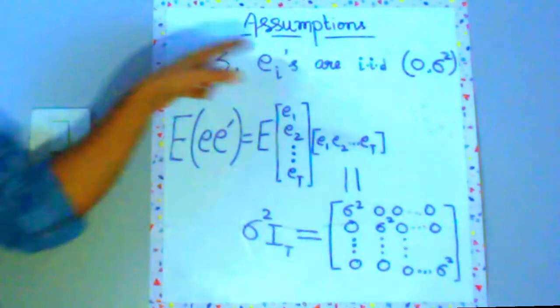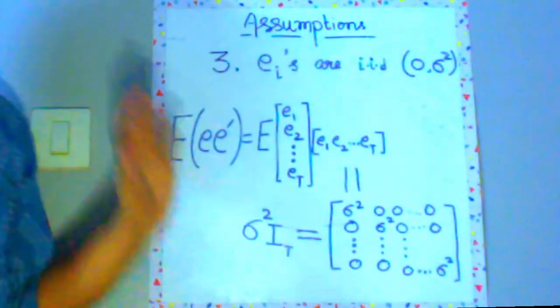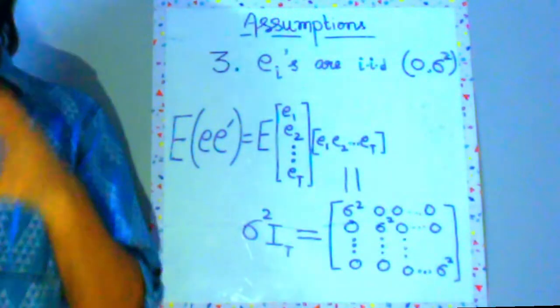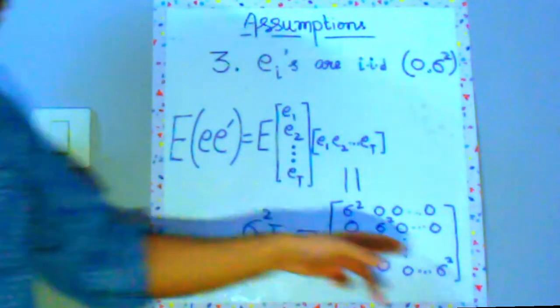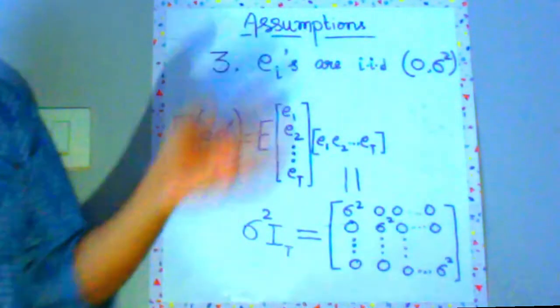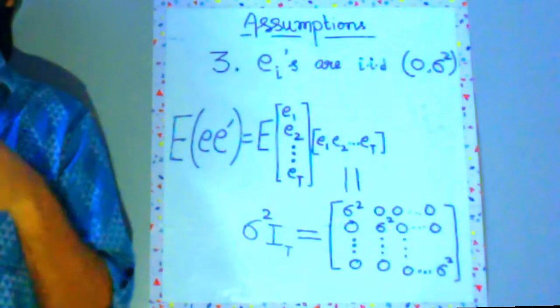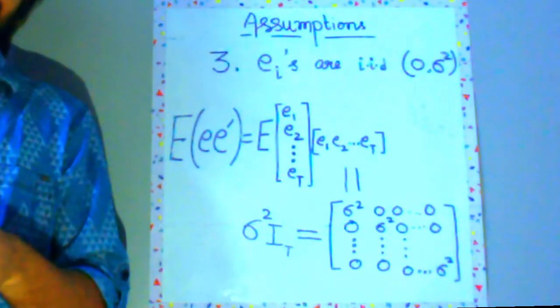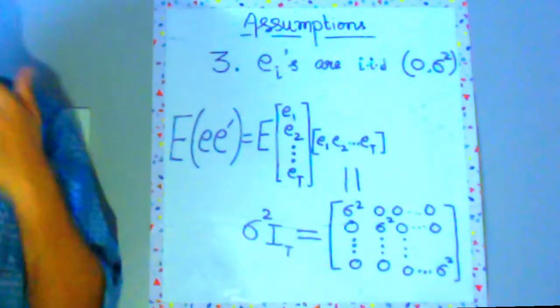Now this assumption is giving you this result, and this is known as homoscedasticity, which means the variance covariance matrix is of this nature. This will be relaxed in a future lecture, and we will see how it affects our econometric analysis. So I'll just go to the next assumption.